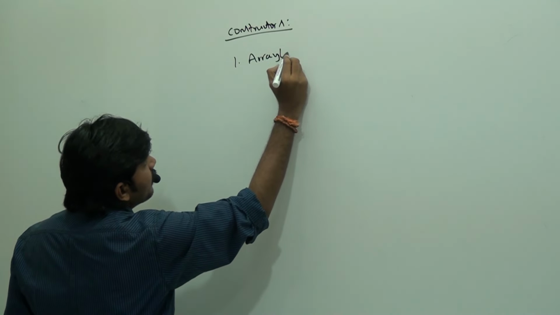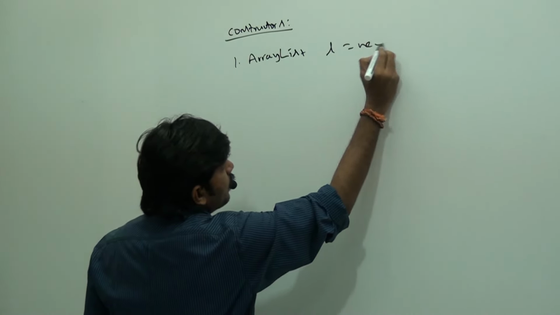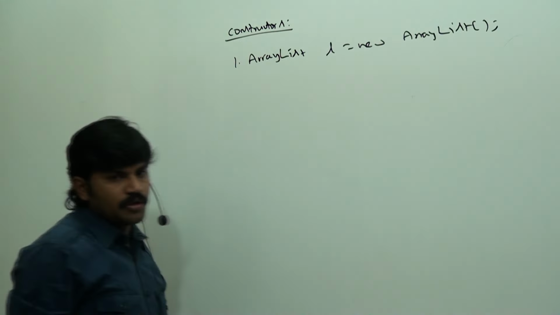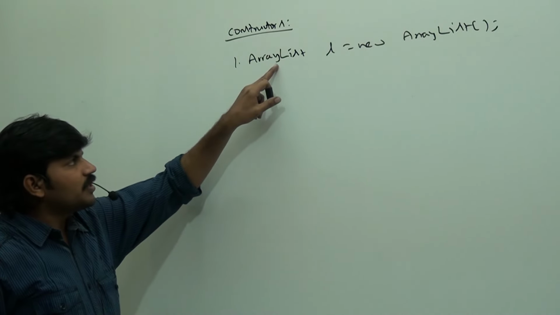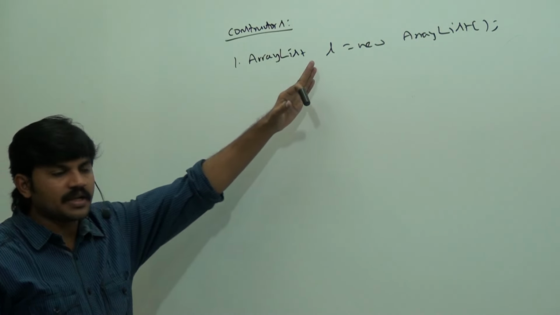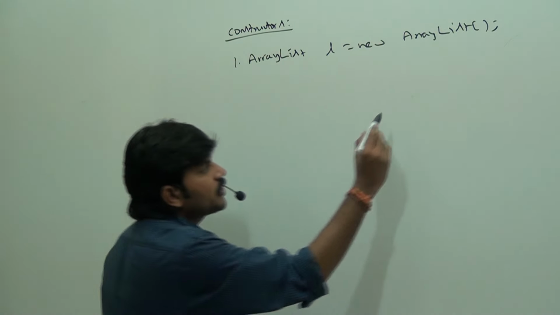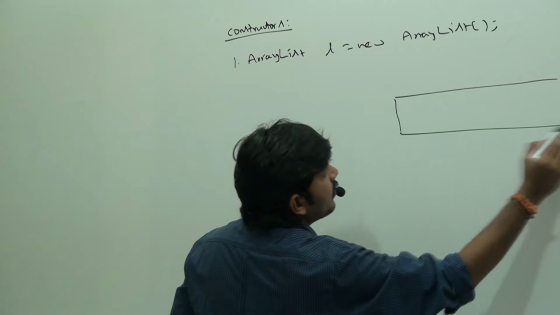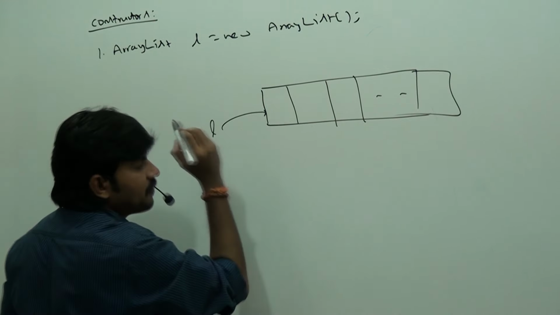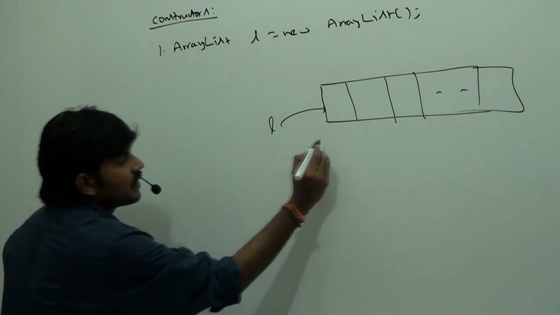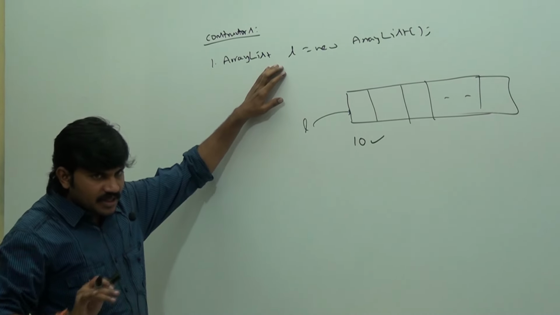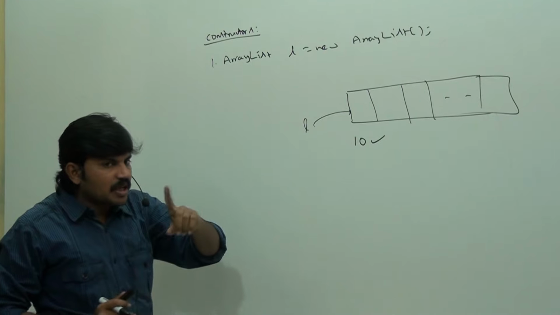First constructor, listen. ArrayList l = new ArrayList(). We are creating an empty ArrayList object. But make sure of the default initial capacity. The default initial capacity of this ArrayList is 10. So we are creating an empty ArrayList object with the default initial capacity 10.